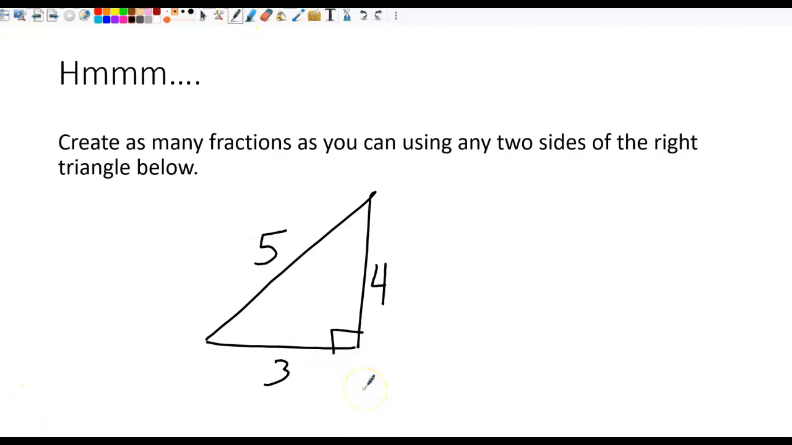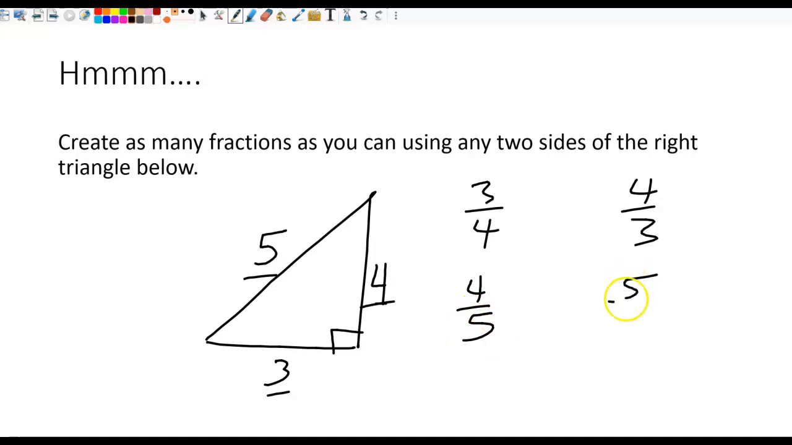All right, so let's say first of all I wanted to start by doing this side and this side. I could do 3 over 4, or I could do 4 over 3. That's one combination. I've got two fractions there. Another pair I could do is the 5 and the 4. So I could do 4 over 5, or I could do 5 over 4. What else could we do? I could group the 5 and the 3. I could do 3 over 5, or 5 over 3. And that's all of them. There are no more possible fractions that you could create out of these sides.